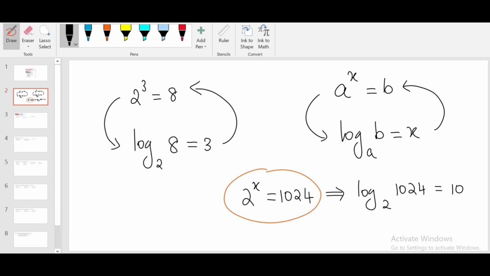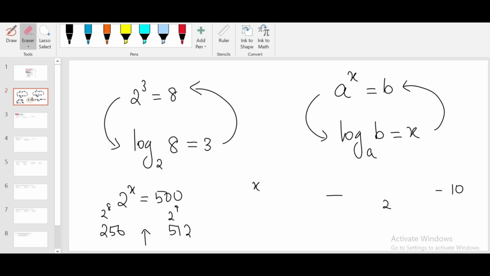But what if it's not a perfect figure? Let's say you have 2 power x is equal to 500. If you try the trial and error method, 2 power 7 is 128, 2 power 8 is 256, but if you put 2 power 9, you get 512. You don't get the value in between 500, right? So the value of x should be between 8 and 9, right? But you can calculate that using a logarithm.